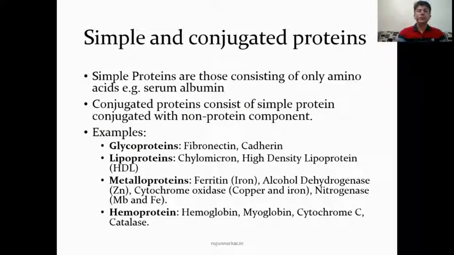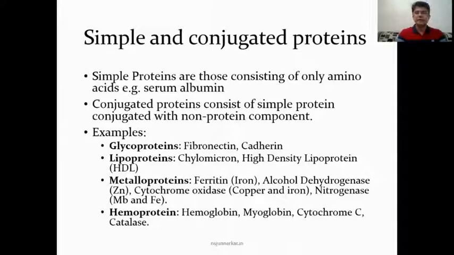Simple and conjugated proteins. Simple proteins are those consisting of only amino acids, such as serum albumin. Conjugated proteins consist of simple proteins which are conjugated with a non-protein component, such as glycoproteins. Examples include fibronectin, cadherin. Lipoproteins are the proteins in which lipids are conjugated with the proteins. The examples include chylomicron, high density lipoproteins, and so on.